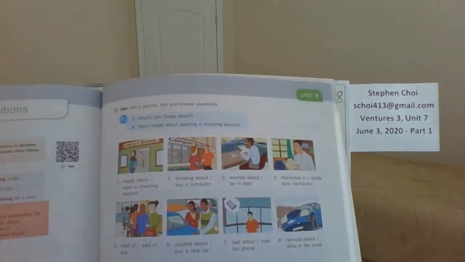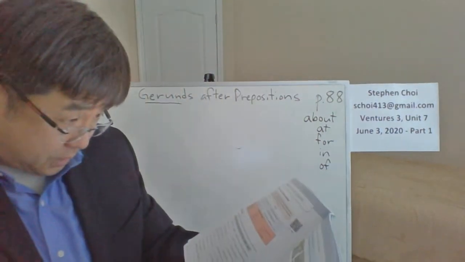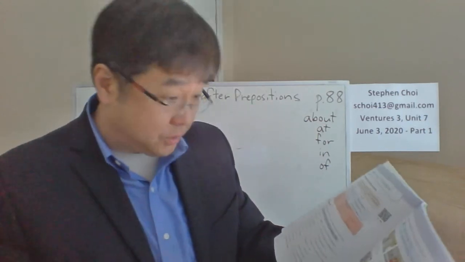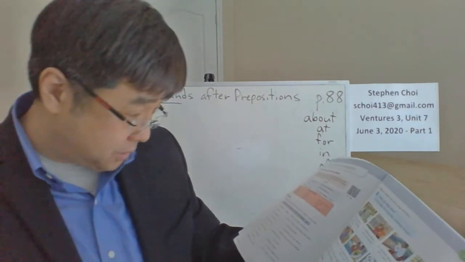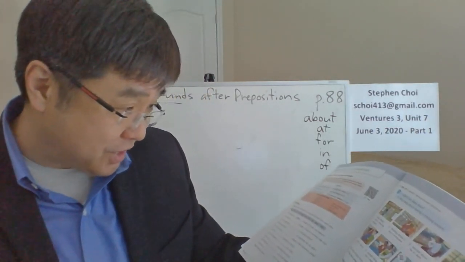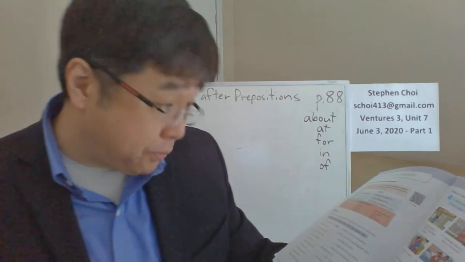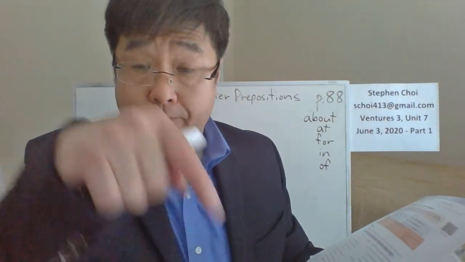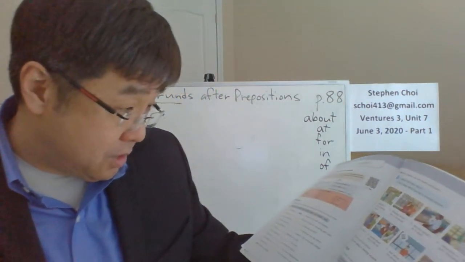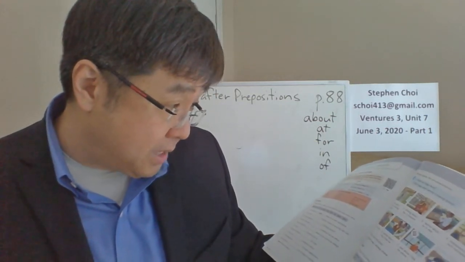Let's move to page 89, the next page. It says, ask and answer questions with a partner, but since we can't do that here, I'll just do it, and you can follow along. It says, happy about open a checking account. How would you make a sentence out of that? She is happy about opening a checking account. You can pause the video right before I say it and see if we agree.